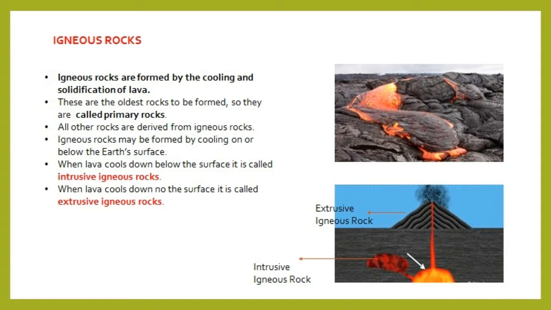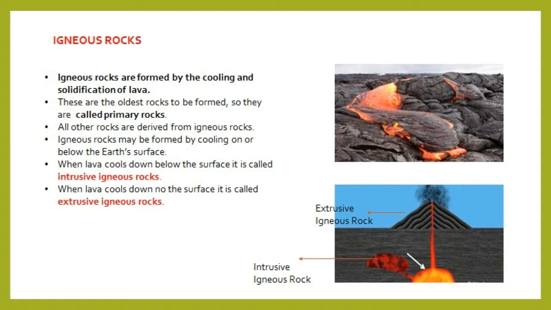Igneous rocks may be formed by cooling on or below the earth's surface. Lava cooling can take place on the earth's surface, and it can take place below the surface of the earth also. When lava cools down below the surface of the earth, it is called intrusive igneous rocks. When lava cools down on the surface of the earth, it is called extrusive igneous rocks.